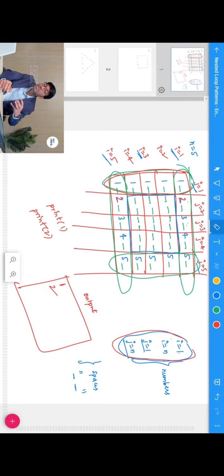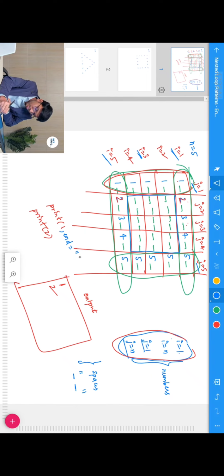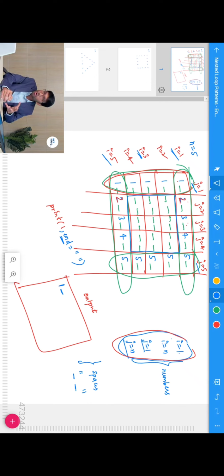So for that, we need to use the end argument. So print of 1 comma end equal to, I'll give a space. What this does is 1 will be printed and end equal to space means a space will be given and the cursor will remain in the same line. Because I used the end argument, the cursor will stay in the same row. Next time when I print 2, 2 will print here. That's what will happen if I use the end.